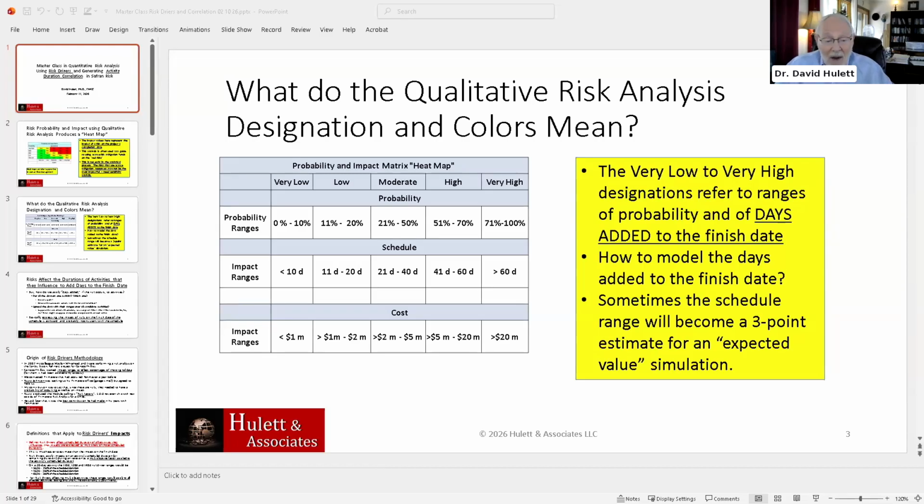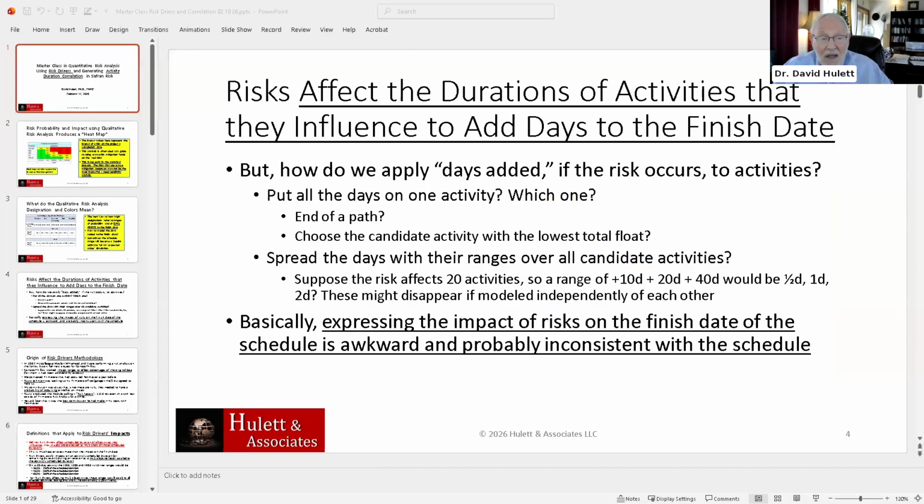Okay, so by the way, sometimes the qualitative risk analysis range, say 21 to 40, is developed as a 3-point estimate for an expected value type simulation from the qualitative risk analysis. But again, that has the same problems that I've just said, because you don't know whether something that happens now might affect the finish date, which could be 2, 3, 4 years later. A lot of things happen. A lot of other activities are involved. So that's the problem. It's with the impact designation in the qualitative risk analysis.